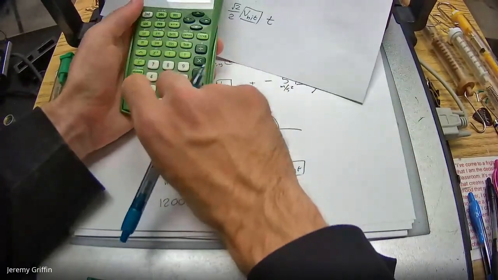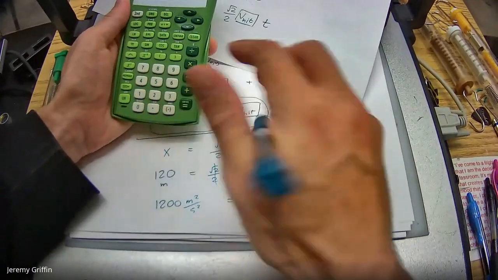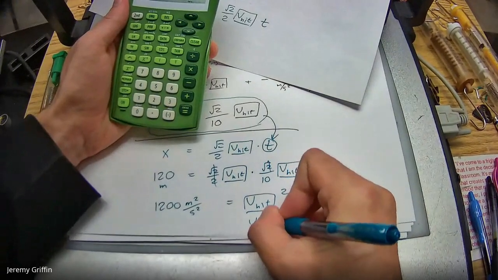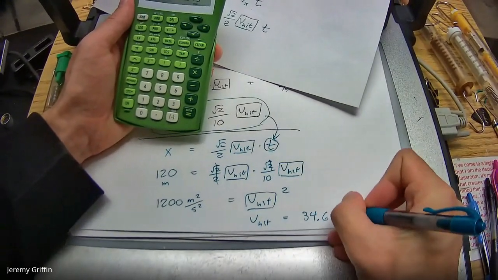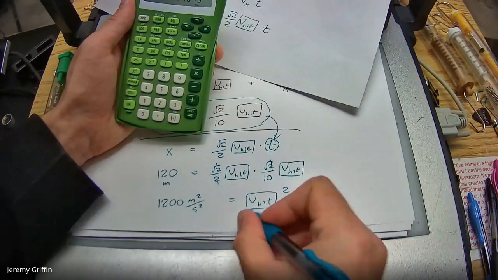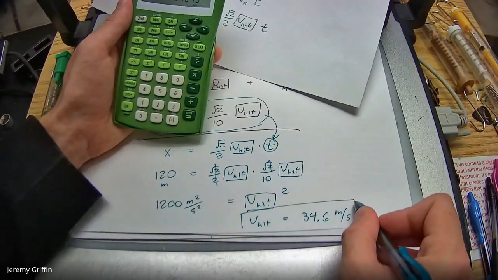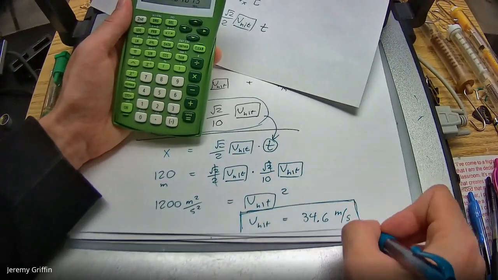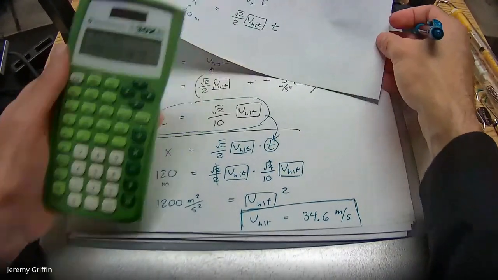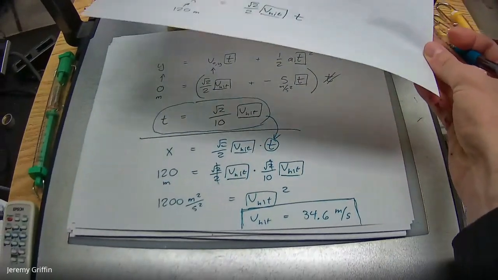Ooh, yeah, that was a good challenge question right there. Looks like V hit had to have been 34.6 meters per second. That actually does look about right because they made a major league size field, and this is, yeah, that looks like a reasonable number. Okay, about 34.6 meters per second.